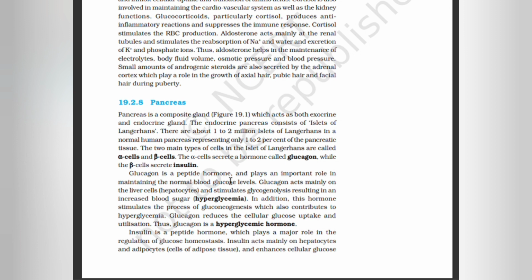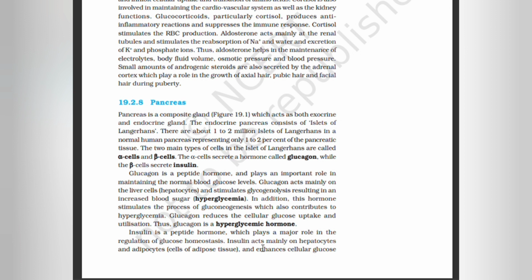Glucagon is a peptide hormone and plays an important role in maintaining the normal blood glucose level. Glucagon acts mainly on the liver cells, hepatocytes, and stimulates glycogenolysis, resulting in increased blood sugar, that is hyperglycemia. In addition, this hormone stimulates the process of gluconeogenesis, which also contributes to hyperglycemia. Glucagon reduces cellular glucose uptake and utilization. Thus, glucagon is a hyperglycemic hormone.